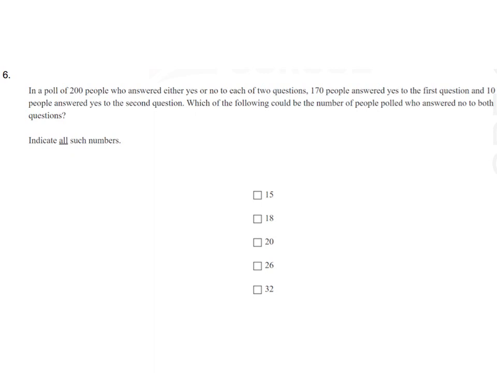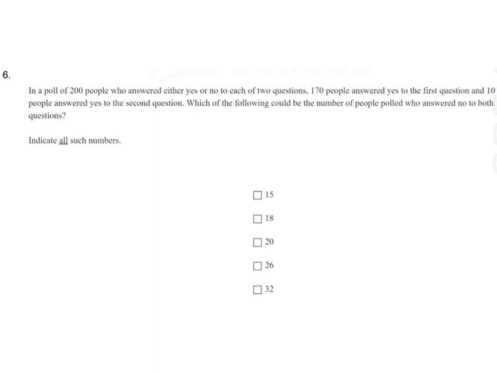In a pool of 200 people who answered either yes or no to each of two questions, 170 people answered yes to the first question and 10 people answered yes to the second question. Which of the following could be the number of people polled who answered no to both questions? So you need to find out the number of people who answered no to the first question and no to the second question.